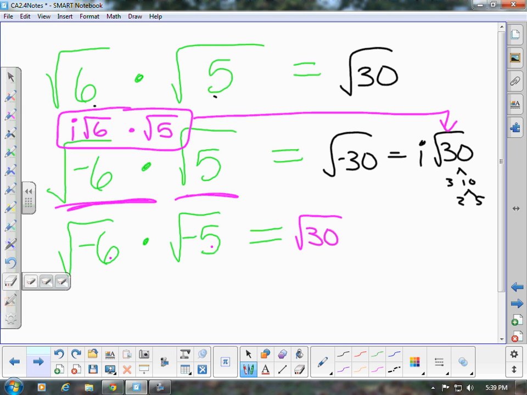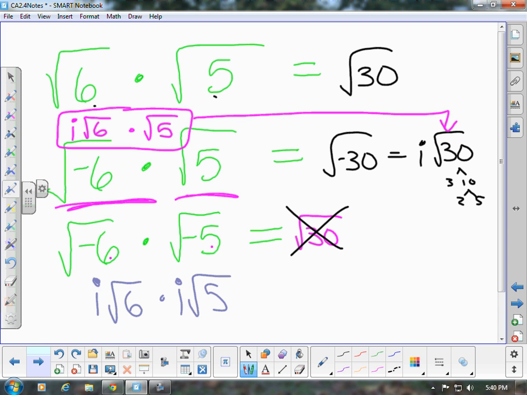So with this one, we would have to first convert this to i times the square root of 6, and this would turn into i times the square root of 5. Now when you end up multiplying, i times i is i squared, and then you still have the square root of 30. And then because i squared is a negative 1, it turns into a negative square root of 30.